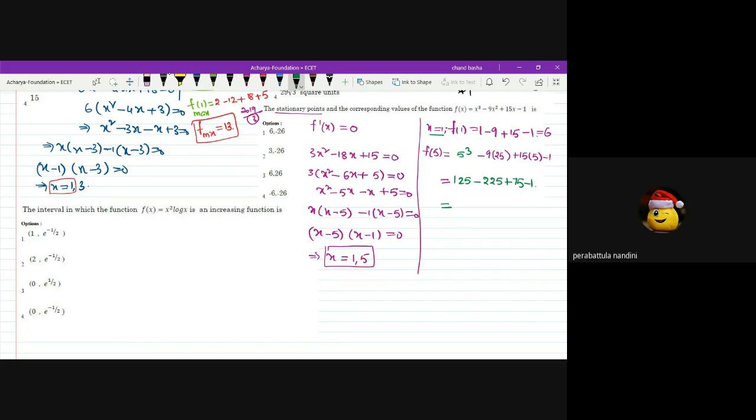Minus 26. Very good. So first value is 6. Next value is minus 26. That is, the first option will give the correct answer.